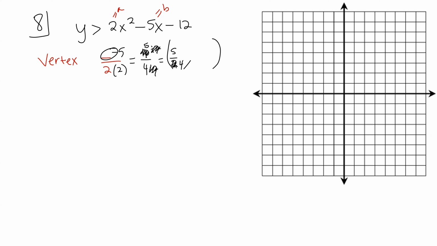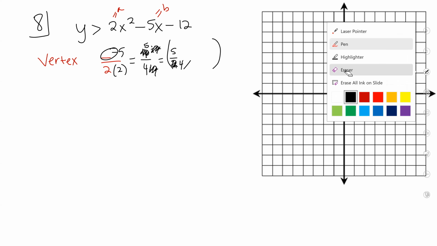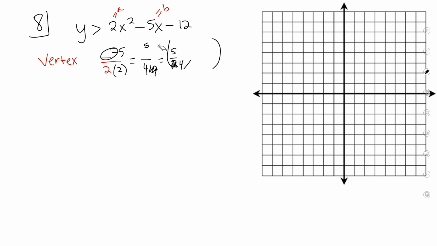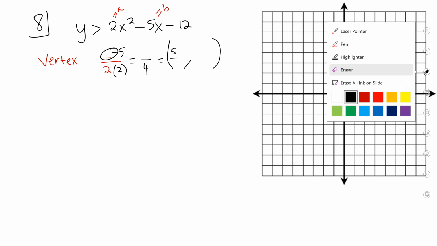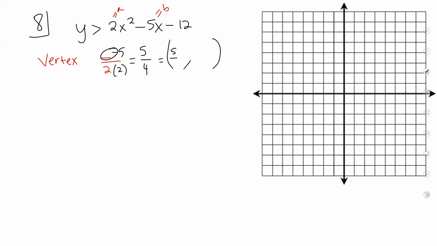Okay, let me clean this up so that it looks nice. So let me repeat that real quick. 2 negatives make a positive, so this is now a positive 5. 2 times 2 is 4. So the x value of my vertex is 5/4. Okay? Now, we're going to plug that into this equation. So let me just write it down. Okay, so we're going to plug in 5/4.